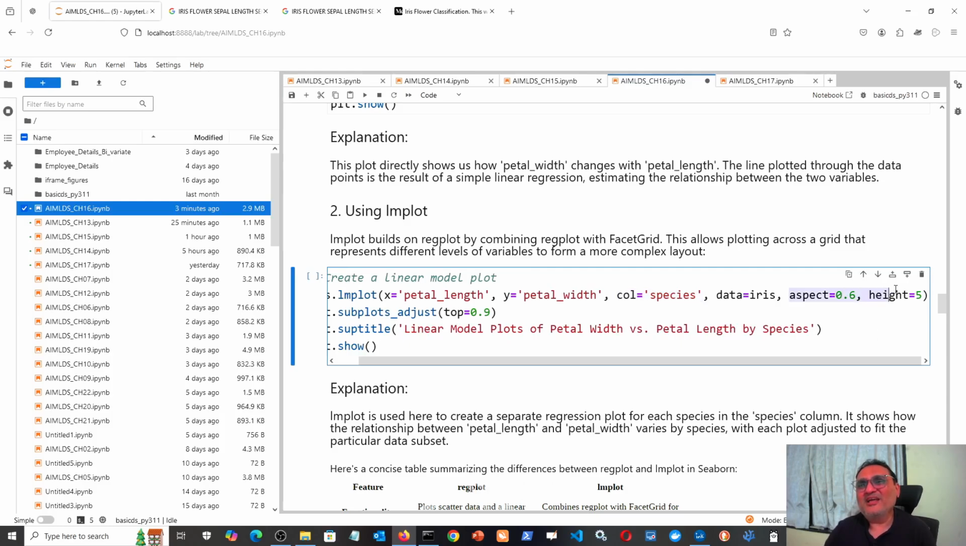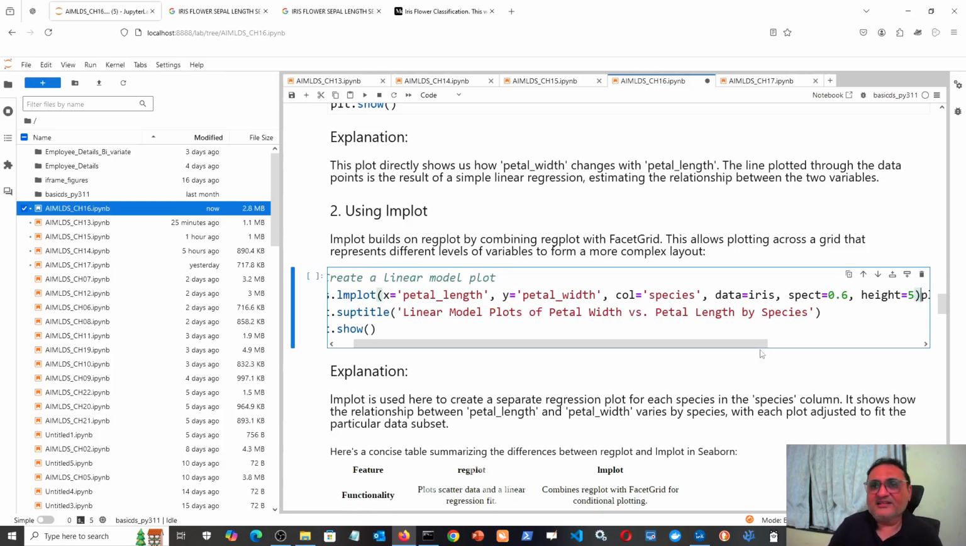The rest of the things are okay even if you don't write them. Aspect is equal to this much and height is equal to this much. Your plot will be plotted. So for example, let me just remove it.